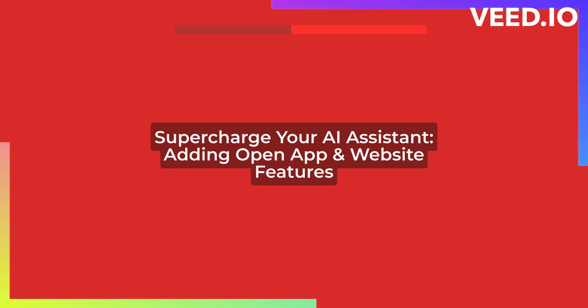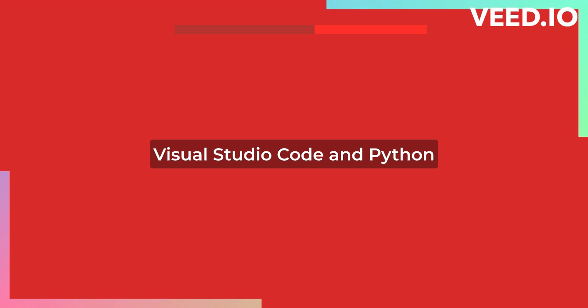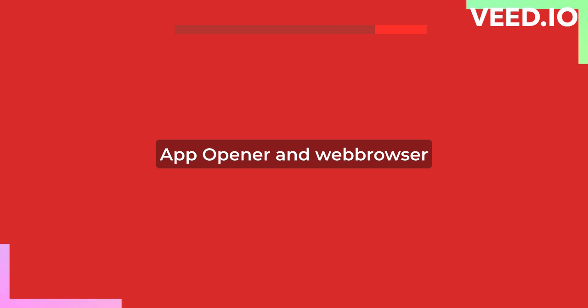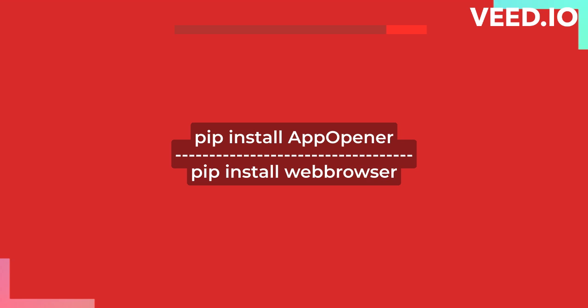To get started, we need to set up our development environment. We'll require a text editor, such as Visual Studio Code, and have Python installed on our system. Once we have that ready, we can proceed to the next step. Also, we will need to install AppOpener and webbrowser libraries, which we can do by typing pip install AppOpener and pip install webbrowser in terminal or command prompt.